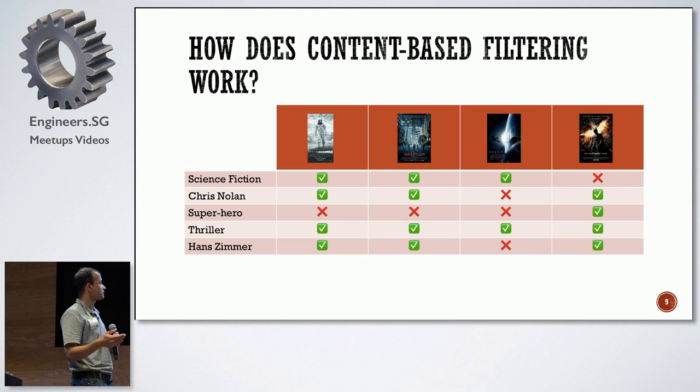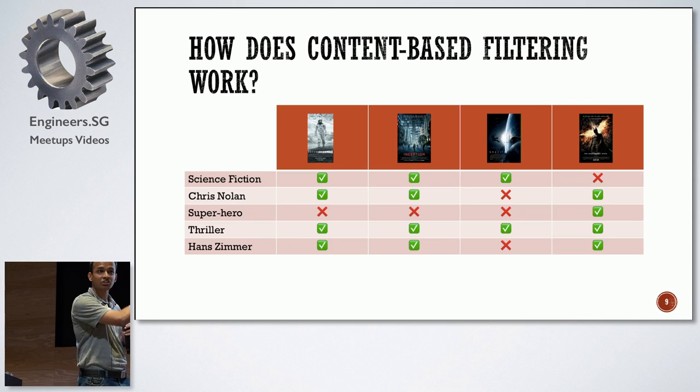And so what happens is it tries to figure this out, and it actually has a matrix. Suppose I had watched Interstellar and I am looking for a recommendation, maybe just browsing through my Netflix to see what movies I could watch next. Then what content-based filtering would do is go through this matrix and figure out the distance, or how likely I would be to watch a movie.